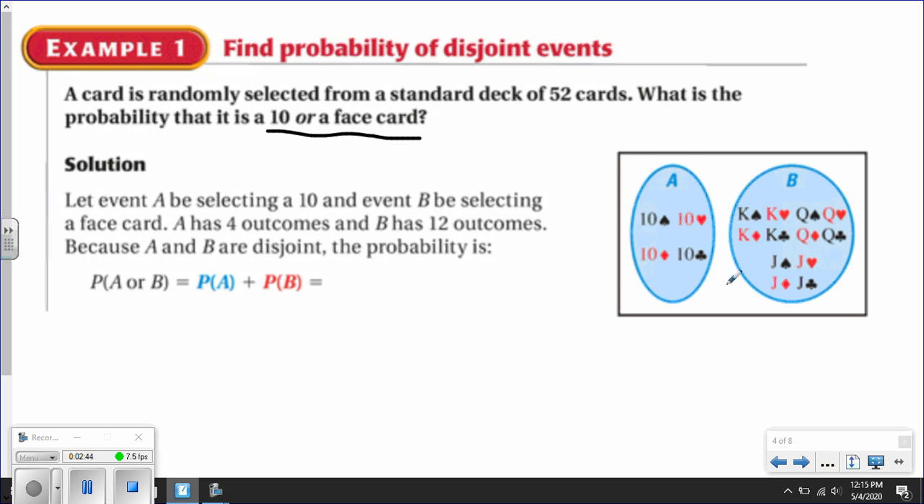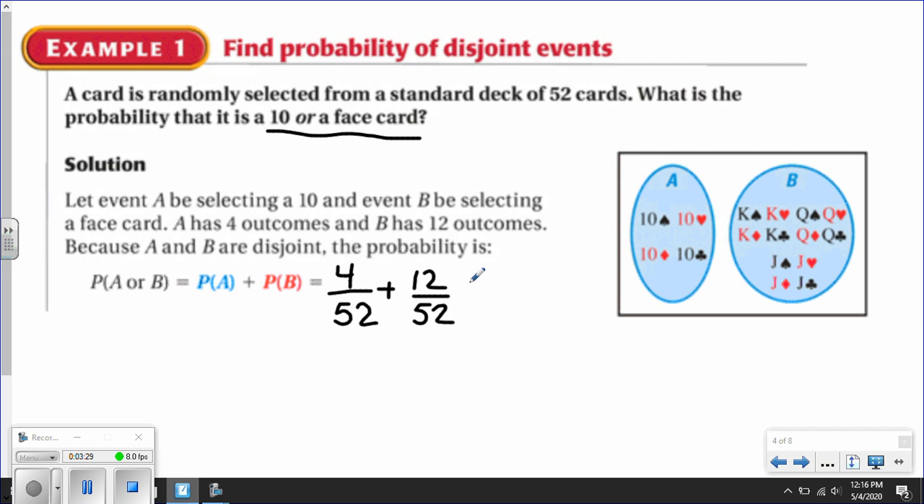So what is the probability of selecting a 10? That would be 4 out of the total number of cards, which is 52, plus event B, which is what is the probability of choosing a face card, and that is 12 out of 52. And these are disjoint events because you could not choose a card that is a 10 and a face card at the same time. So that means we're not going to subtract that overlapping event.